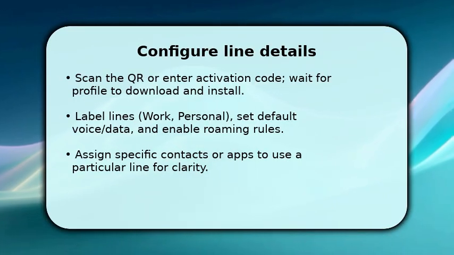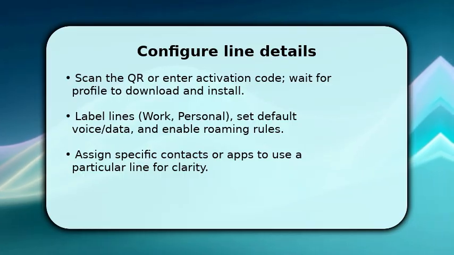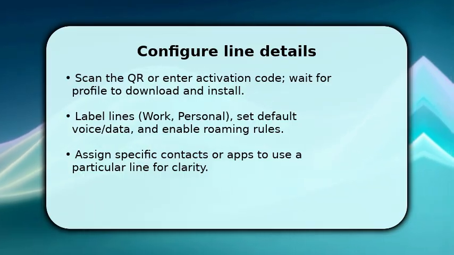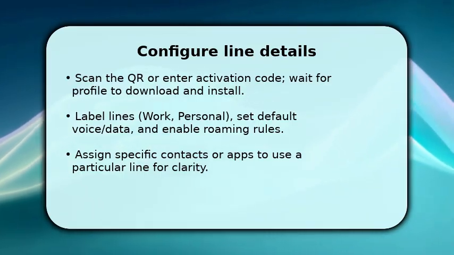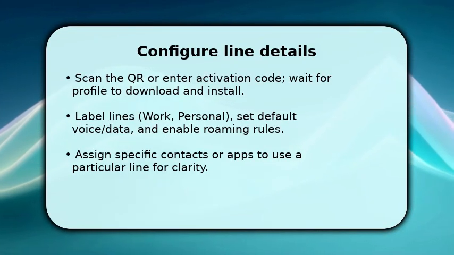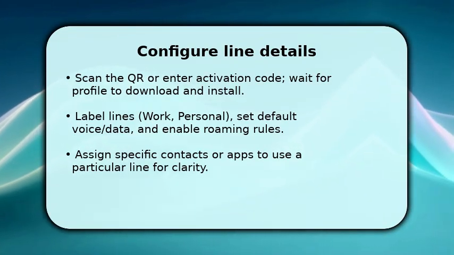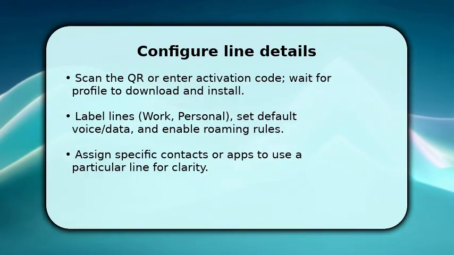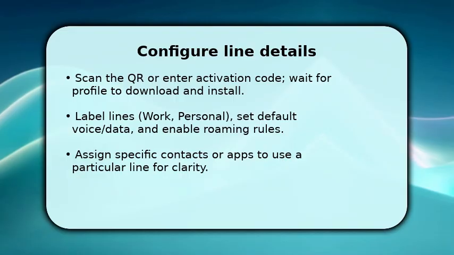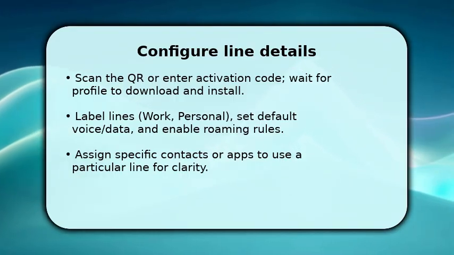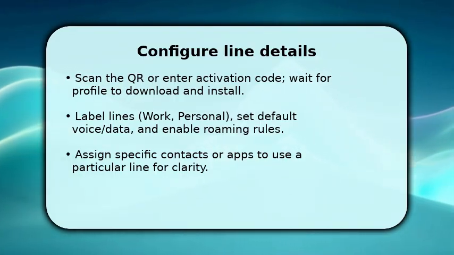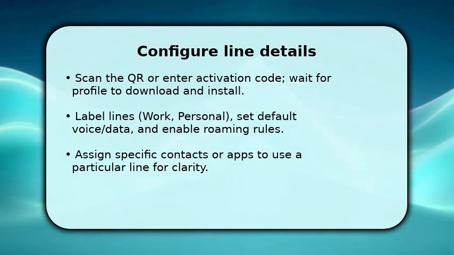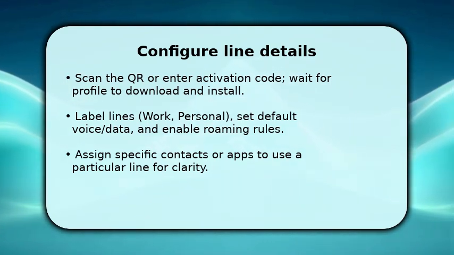After the profile downloads, install and name the lines so you can distinguish them, label one work and the other personal. Then set your default line for voice and cellular data, and choose which line handles iMessage or other carrier services. Make sure to configure roaming and mobile data switching rules to avoid unexpected charges. Finally, assign specific apps or contacts to a chosen line if your phone supports per contact or per app dialing.